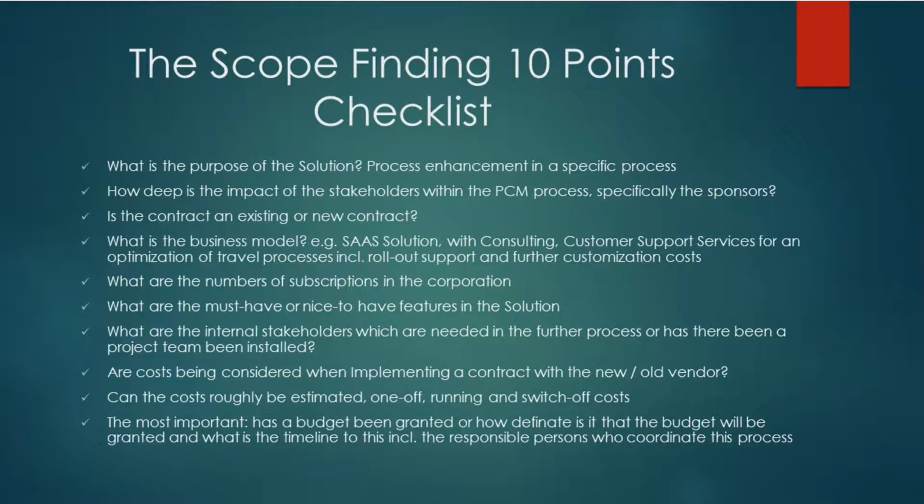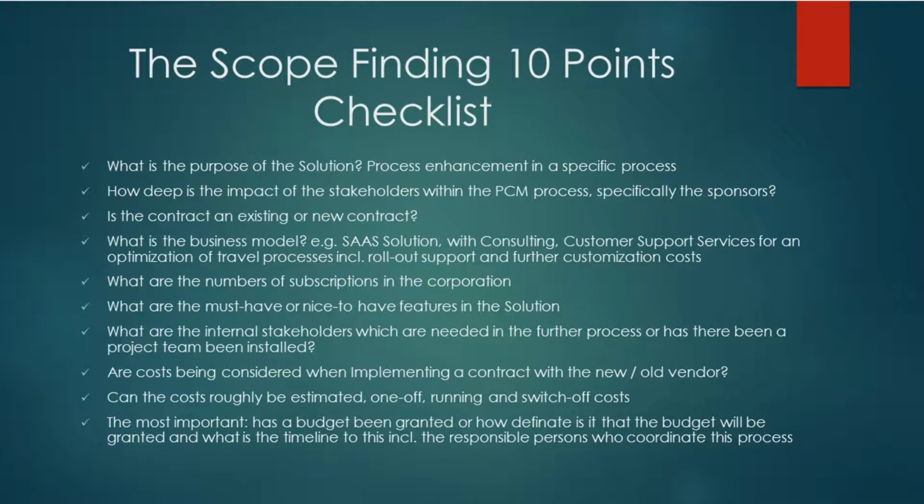So these are, again, some checks which you can do in order to have a good overview of the costs, the total cost of ownership. And you can do this already in this scope finding when you do your checklist. Now the most important topic is: has a budget been granted, and will the granted budget actually be granted, but also on the other side, is there a chance that the budget will be granted?